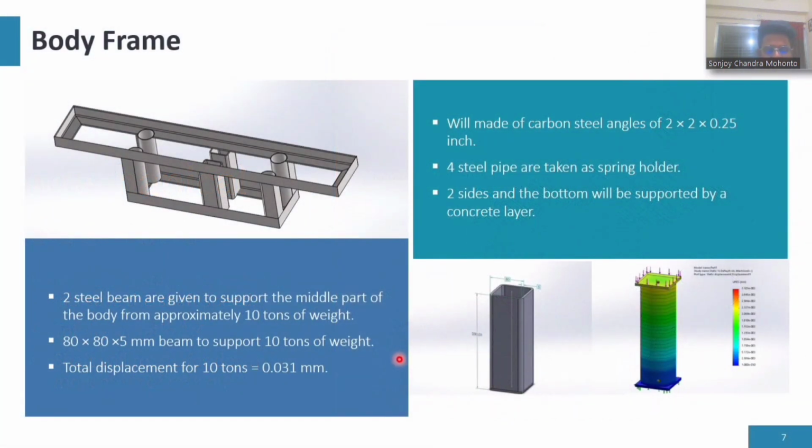We have designed a frame with 2-inch steel angle. We have taken 4 steel pipes as spring holders. Both sides and the bottom of the frame will be supported by a concrete layer. 2 steel beams are taken to support the middle segment of the frame and surface, and we have calculated the beam thickness of 5 mm and length of 80 mm. We did displacement analysis for 10 tons of load and found displacement of only 0.031 millimeter.